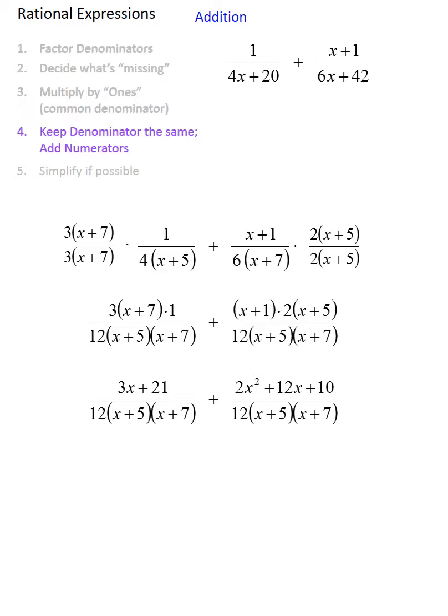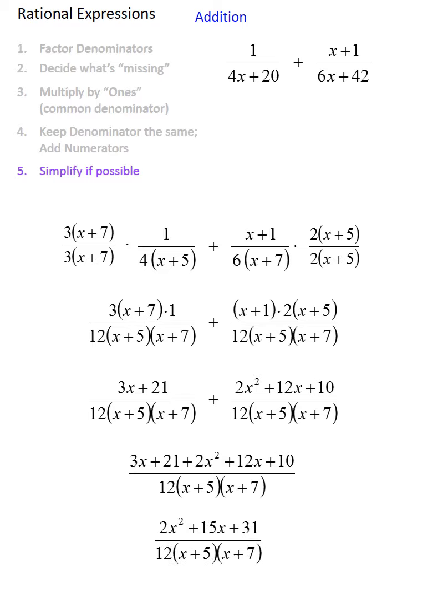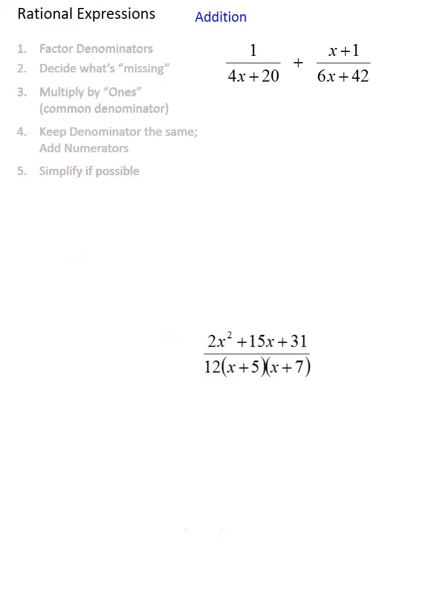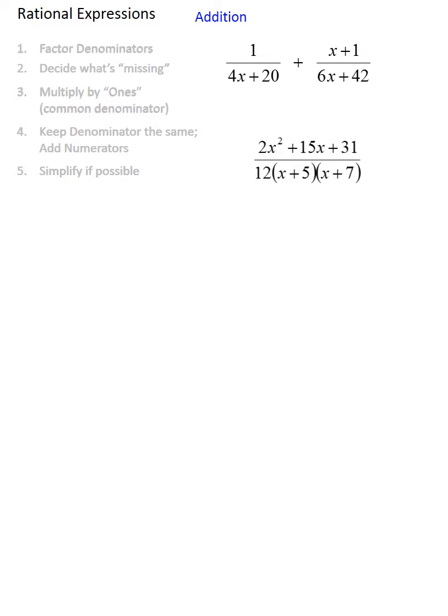Now, for step 4, now that I have a common denominator, I'm going to keep that denominator the same and add my two numerators together. And when simplifying, you'll notice in the numerator that there are a few pairs of like terms. The 3x and the 12x are alike, and the 21 and the 10, the constant terms, are also alike. Combining all like terms gives me my final simplification, and that is the simplified version of this problem.